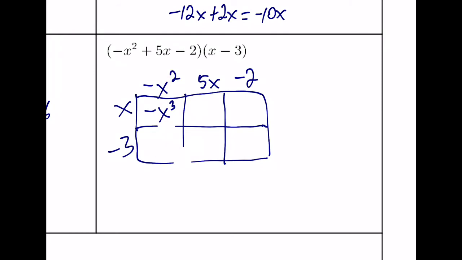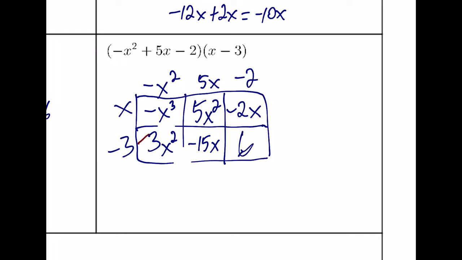The next row and column, I have negative 3 times negative 1, which gives me a positive 3. And how many x's do I have? Well, there's the x squared here at the top, and there's no x's on the row. Next up, I have x times 5x, so 5 times 1 gives me 5. There are 2 x's, so it's another x squared term. 5 times negative 3 is a negative 15, and there's only 1 x. 1 times negative 2 is a negative 2, and there's only 1 x. And finally, I have a negative 3 times a negative 2, which is a positive 6.